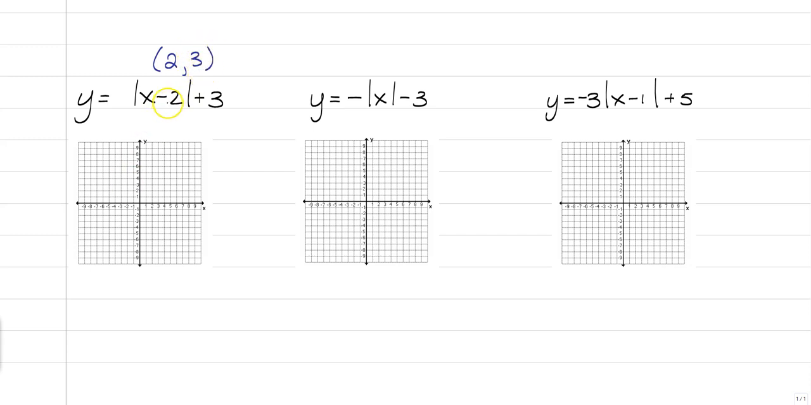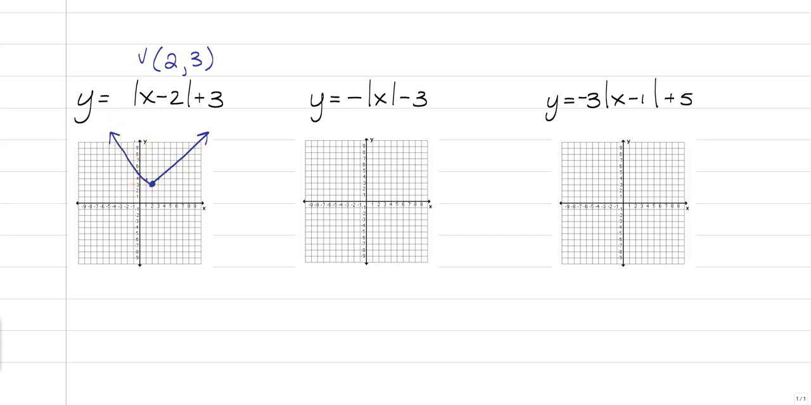But that's just known as our vertex. Our vertex is the opposite of the inside of our absolute value, and our outside. So we went up 3 and we went right 2. Remember, left and right is our x-coordinate and up and down is our y-coordinate. So we can start out by just plotting 2, 3. Now we're going to use our slope. It's a positive 1. So we're just going to go up 1 over 1, up 1 over 1, up 1, left 1, up 1, left 1 because of the absolute value. So there you have it.